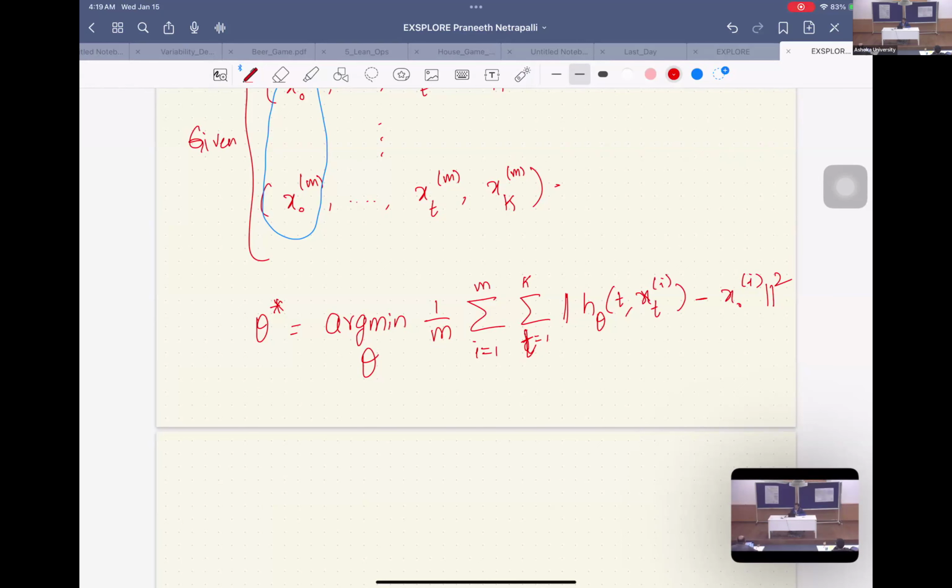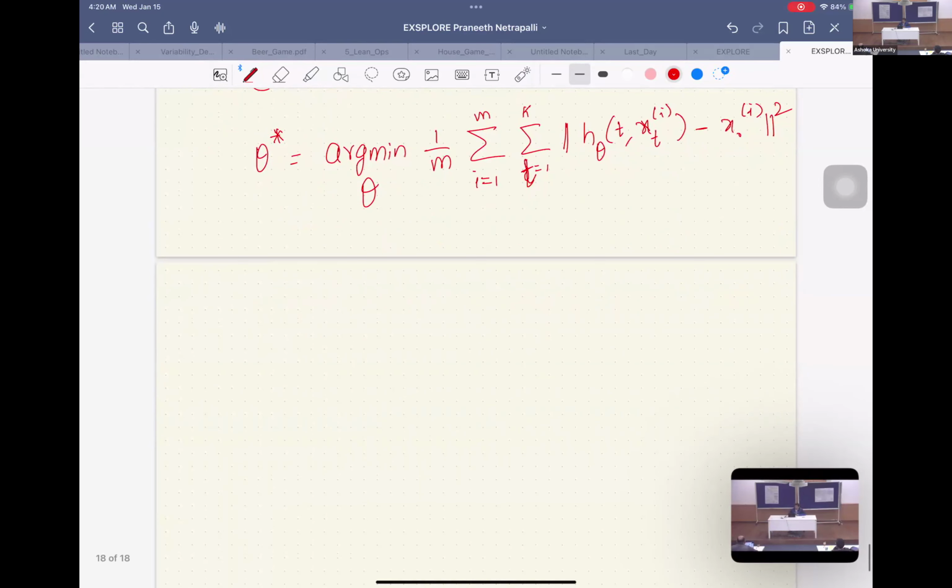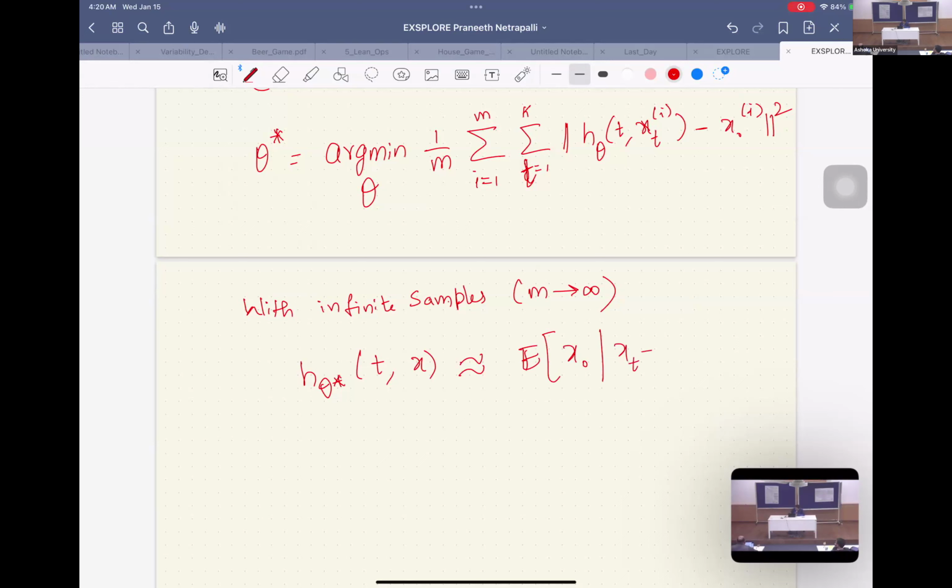Right? So the claim is that with infinite samples, m going to infinity, h theta star of t comma x is approximating the expected value of x0 given xt is equal to x. Does this make sense?